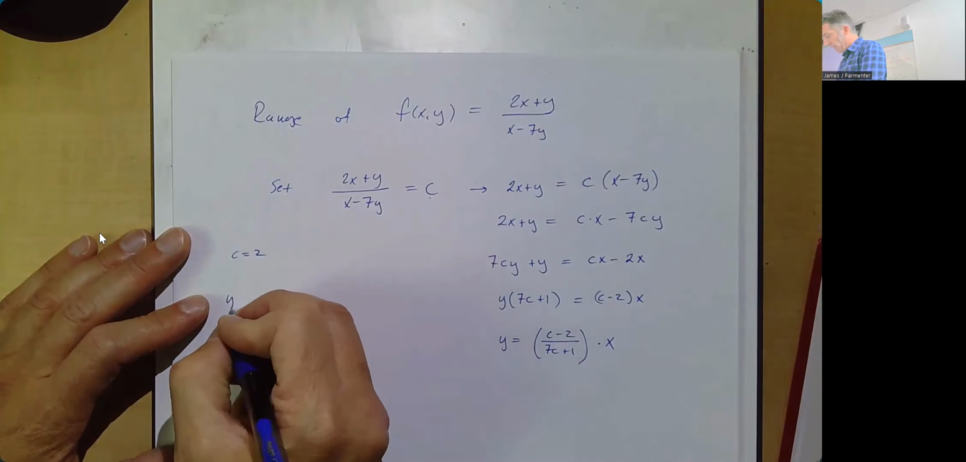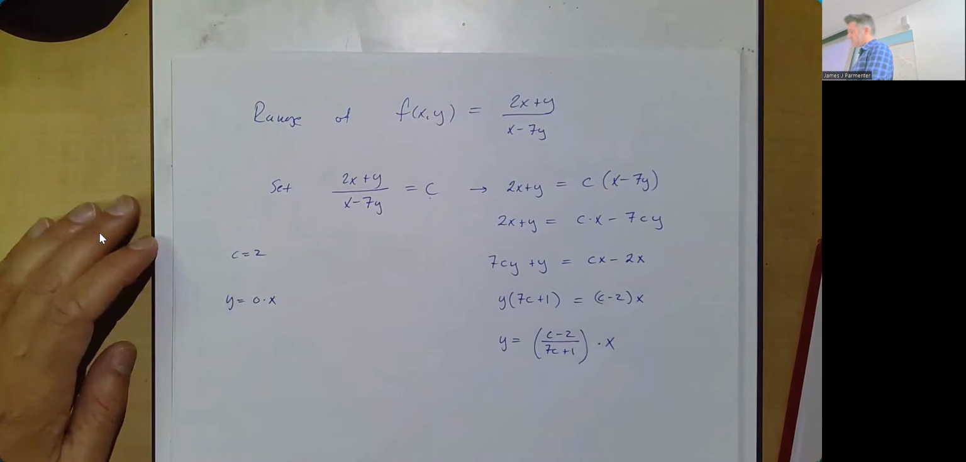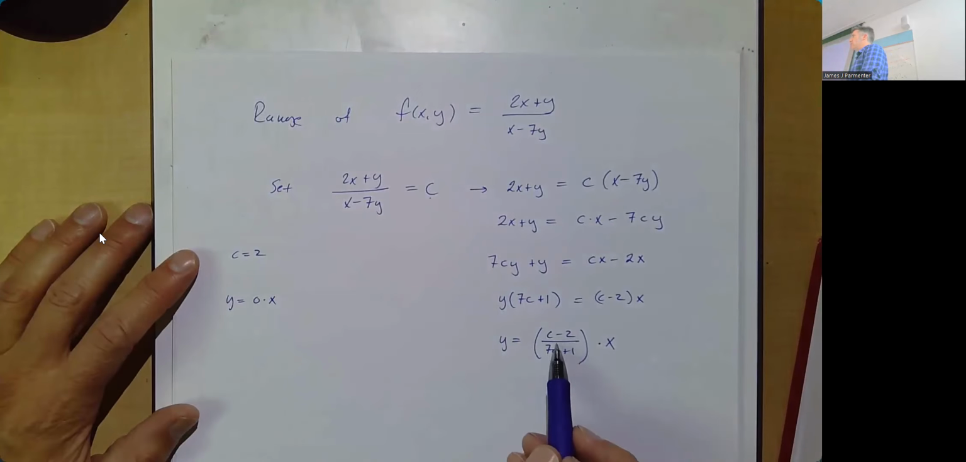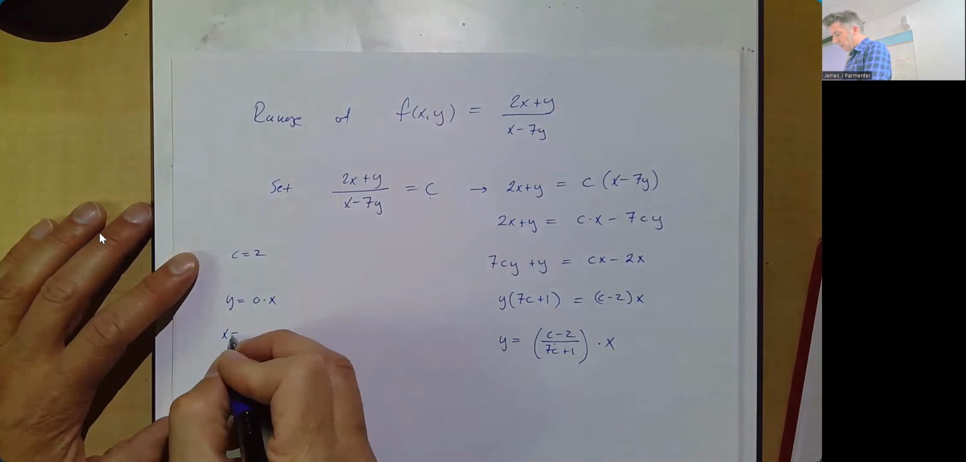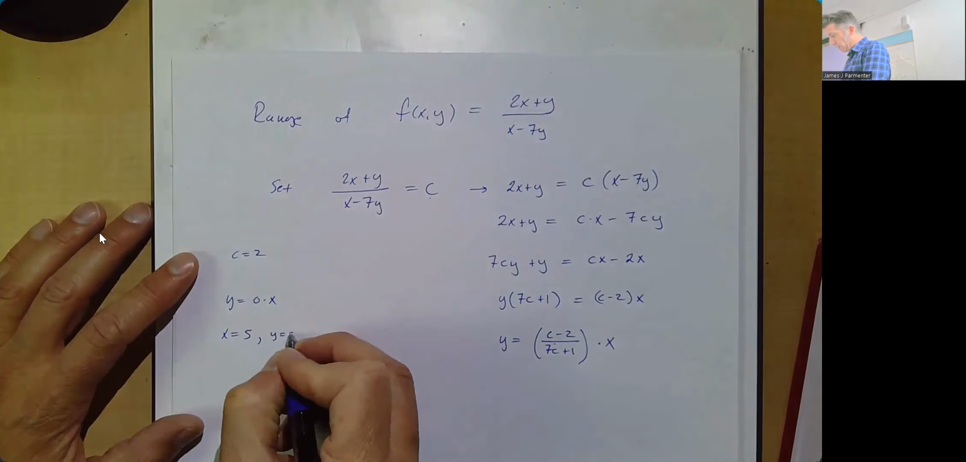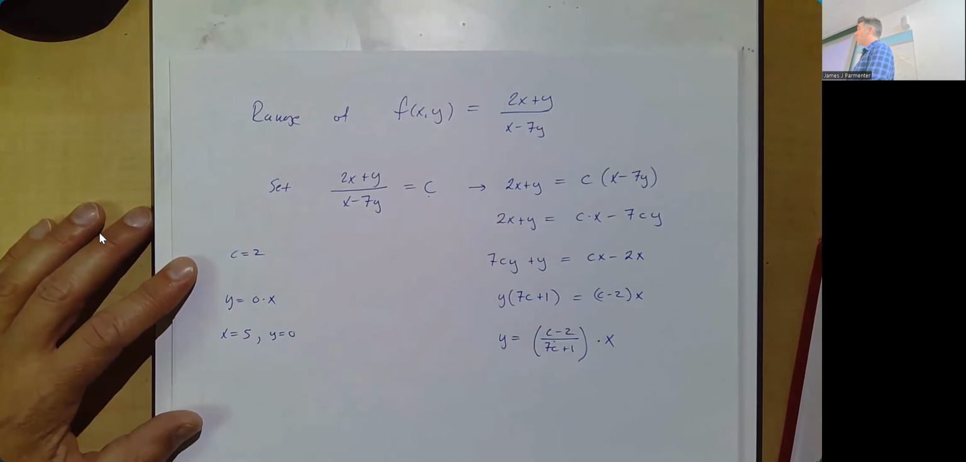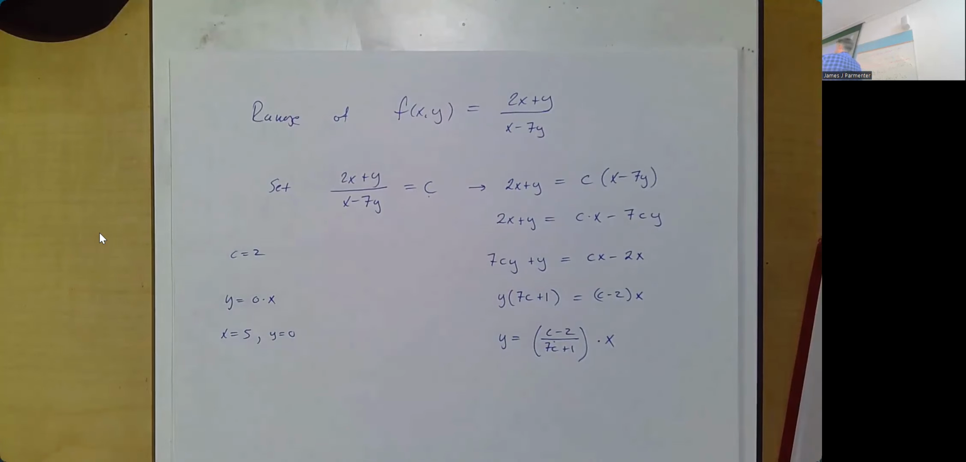So I'm going to get y equal to 0 times x, because 2 minus 2 is 0. So basically, x could have been 5 and y could be 0. And those values will get me a c value of 2, meaning that the value of 2 is in the range. I found x and y coordinates that got me the output I decided I wanted.